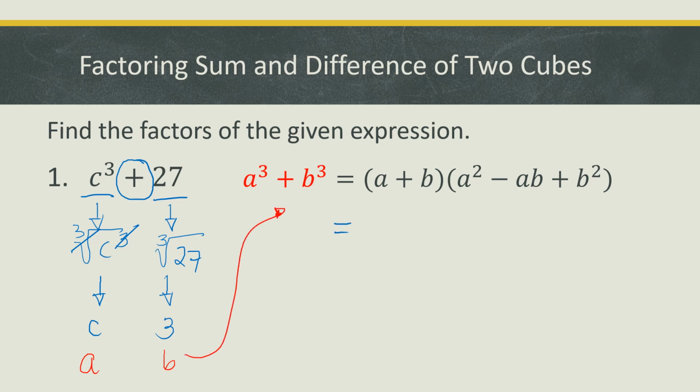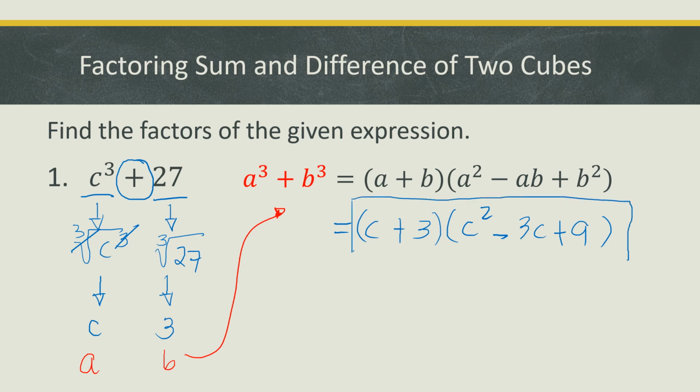Since we have a and b here, we have c plus 3. Then get the square of a, which is c, and that is c squared, minus the product of the two terms, a and b, which is c times 3, we have 3c, plus the square of our b value, which is 3, and that is 9. Therefore, these are now the factors.